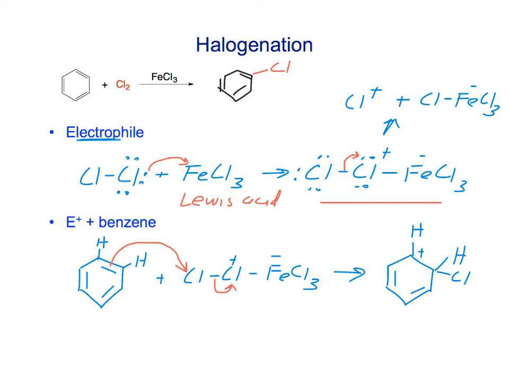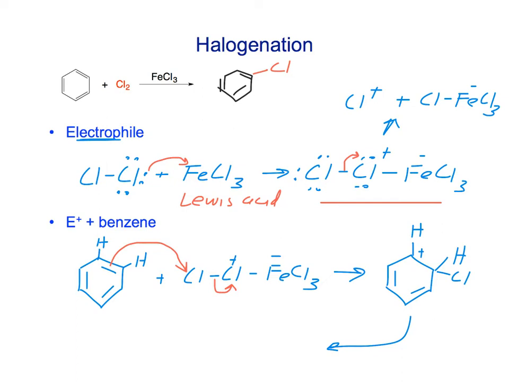I'm not going to show it every time, but we know that once we form this carbocation, it can be spread between these 3 positions, right? The positions that are ortho to where the chlorine would be, or para, right? So the final step, we need to have a base to remove that proton.